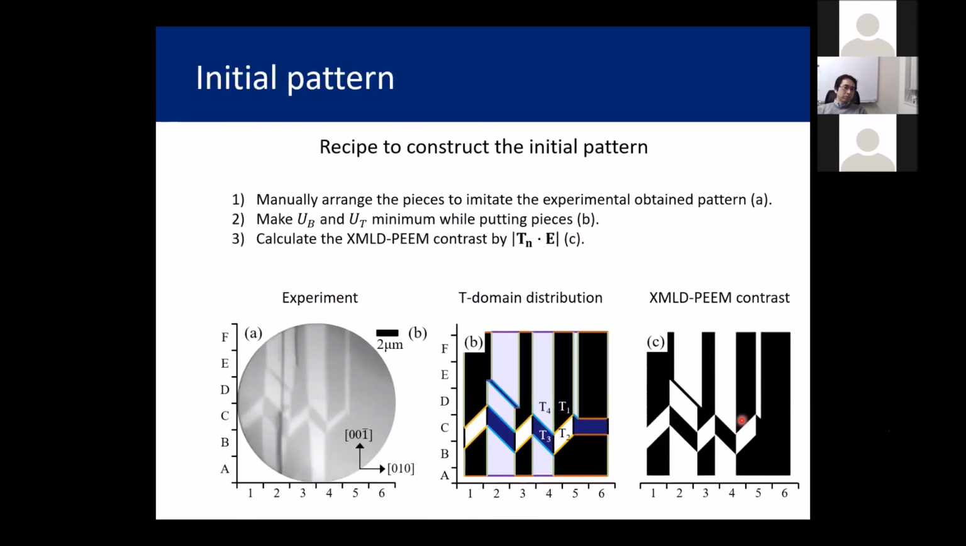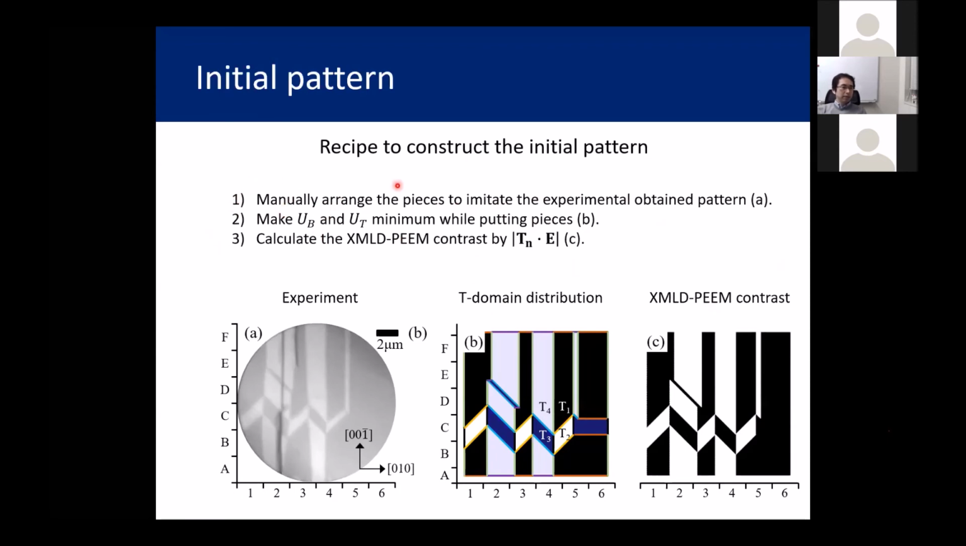To start reproducing the experimental observation, we need to start by constructing the initial pattern. As I explained, there are multiple degeneracies for the domain configuration, like 12 degeneracies for the domain configurations. The initial pattern cannot be predicted physically, but needs to be constructed manually. So this is a brief recipe to construct the initial pattern.